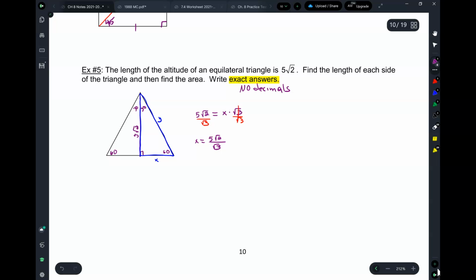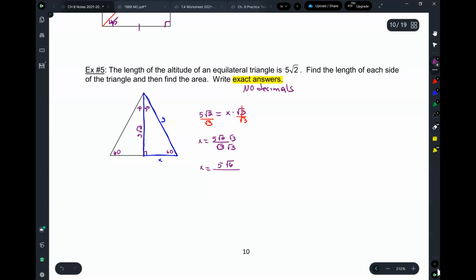But now what do I need to do? Get rid of the root 3. So root 3 over root 3, x is 5. On top I have root 2 times root 3. That gives me root 6 over 3. So x is 5 root 6 over 3.